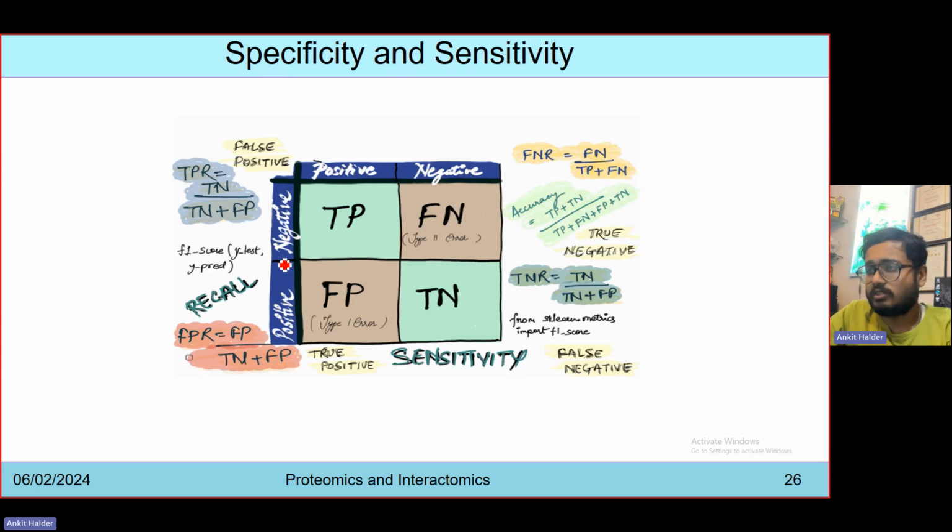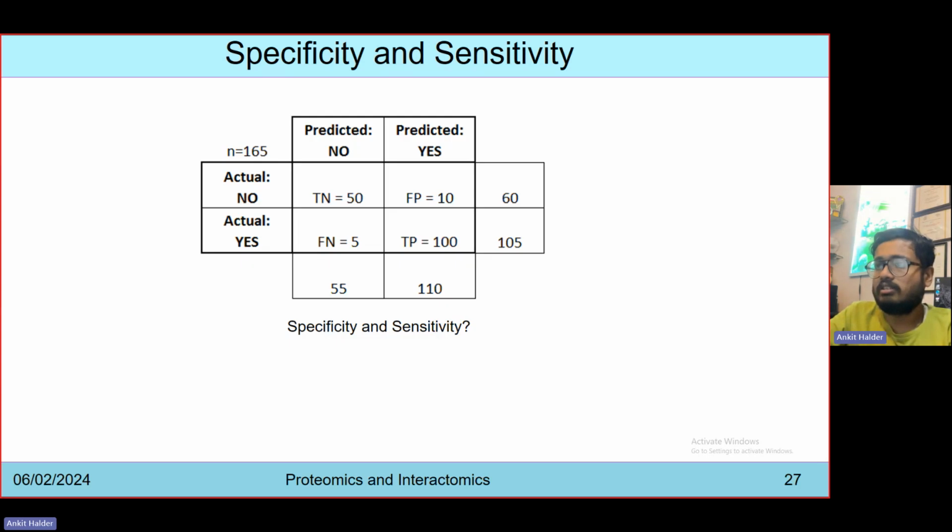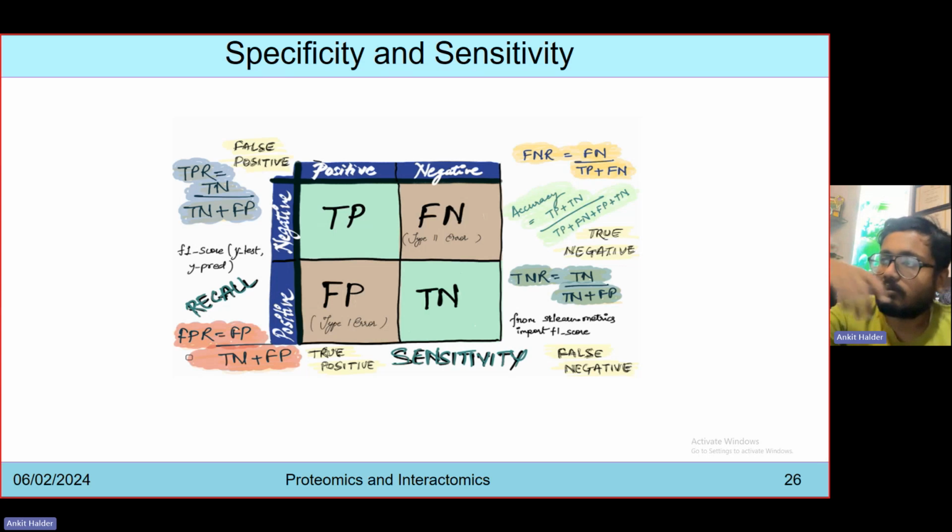Which is very much important as a measure when we are analyzing a particular biomarker. So now with this condition of specificity and accuracy and different numbers of samples, you can calculate the specificity and the sensitivity from the given formula and try to find out.